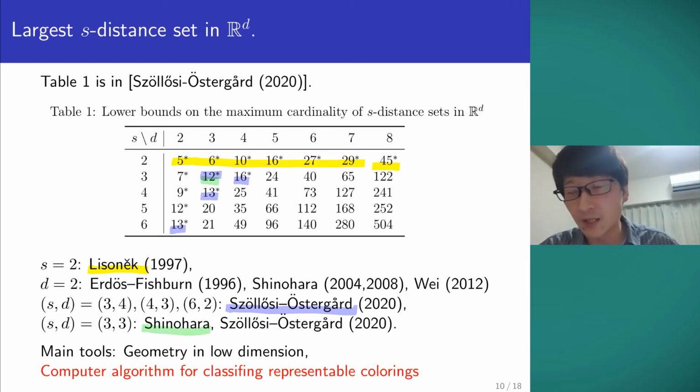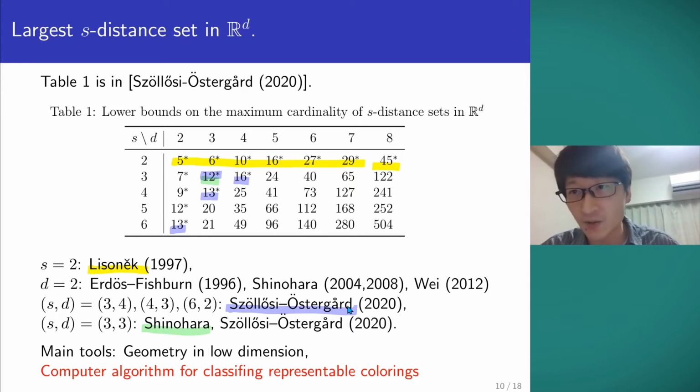he gave a good computer algorithm for classifying graphs which have a representation as a 2-distance set. And for s equal to 3, in 3 dimensions, the largest 3-distance set in R^3 is the icosahedron. This is also an interesting result. This was proved first by Shinohara. He's the next speaker.